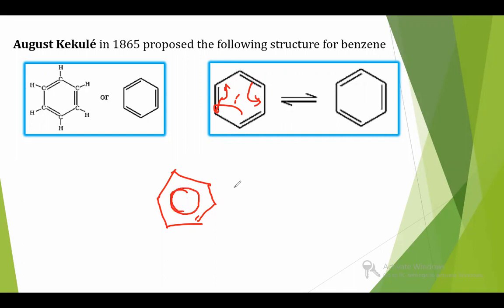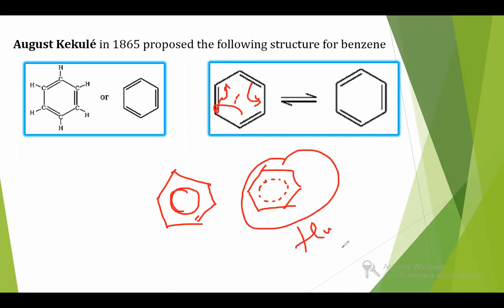So a dotted circle or complete circle in the 6-membered benzene ring indicates that the carbon double bonds, or pi electrons, are in rapid movement within the benzene ring. So this is the resonance hybrid structure. These two structures give the resonance hybrid structure.